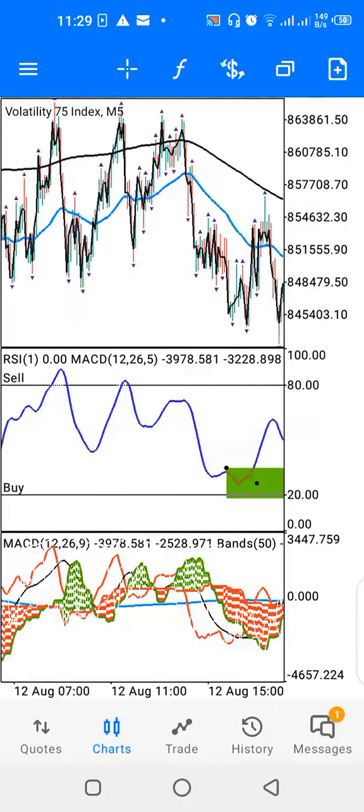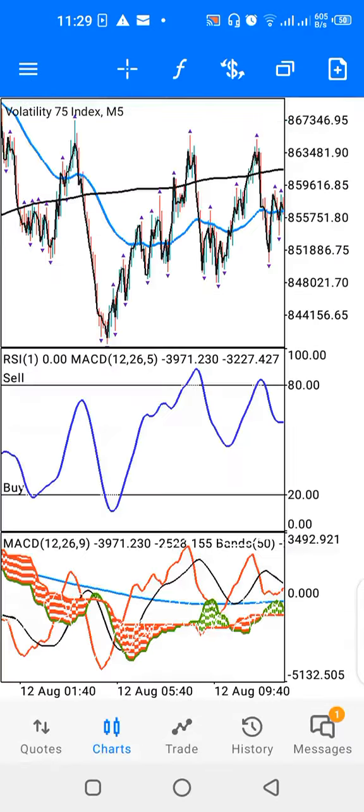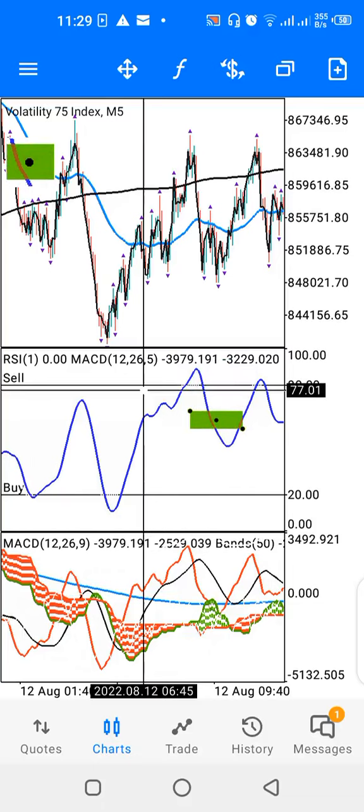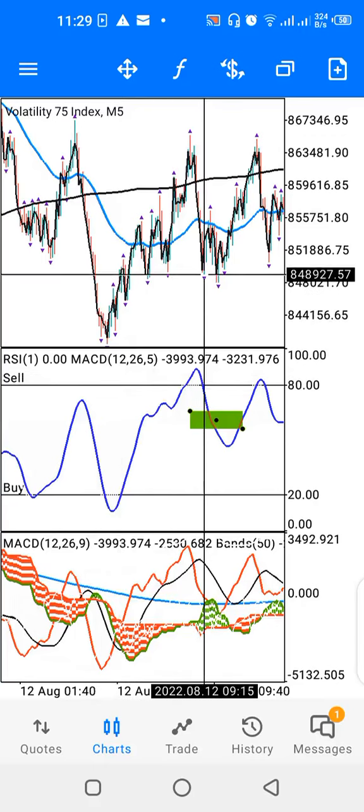Okay, don't forget, when you see the blue line crossing below the 20 and then trying to cross above the 20, that's your buy. When you see it crossing above the 80 and trying to cross down below the 80, that is your sell point. So if I'm going to use the crosshair, this is the buy point where you buy, and this is the point where you sell.